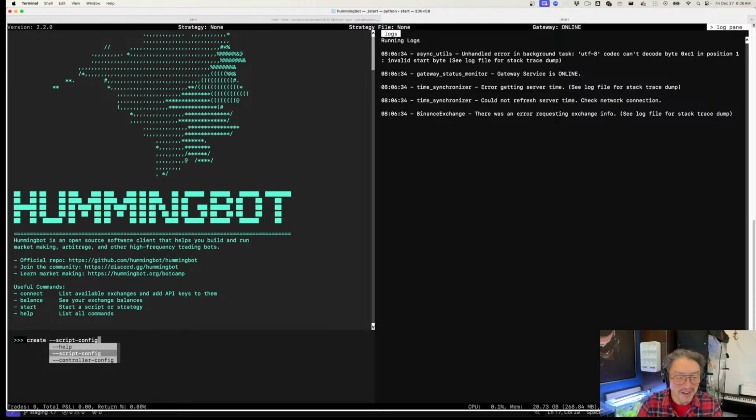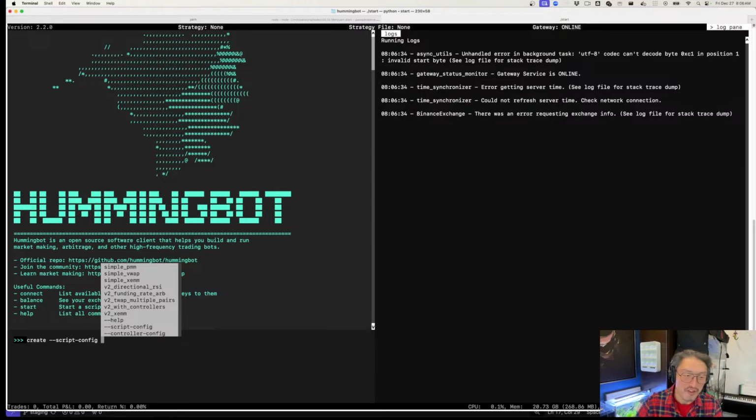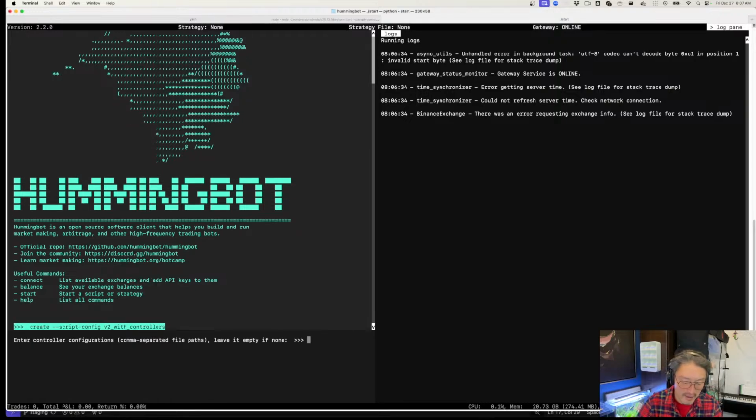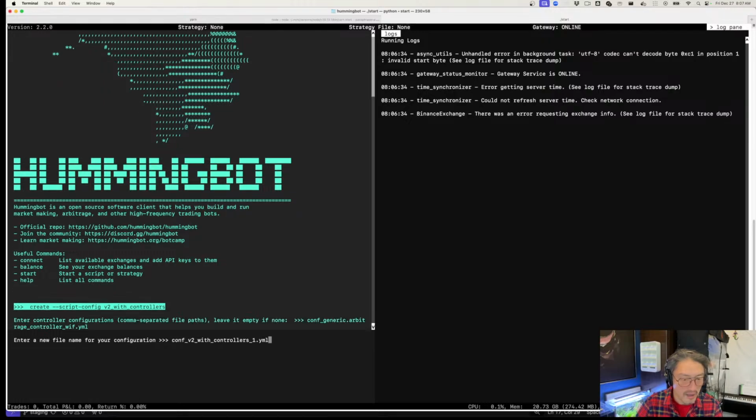So we're going to create a configuration for the loader script. The loader script is this one called V2 with controllers. Here are some sample scripts that show you how to run basic strategies. But we're going to use this loader script because we want the script to just load the controller that we already defined. So we'll create a script config for that. And we just need to add in the name of the file that I already have here. Okay, so I think this should work. And we want to keep it the same name that we have here, conf v2 with controllers v1.